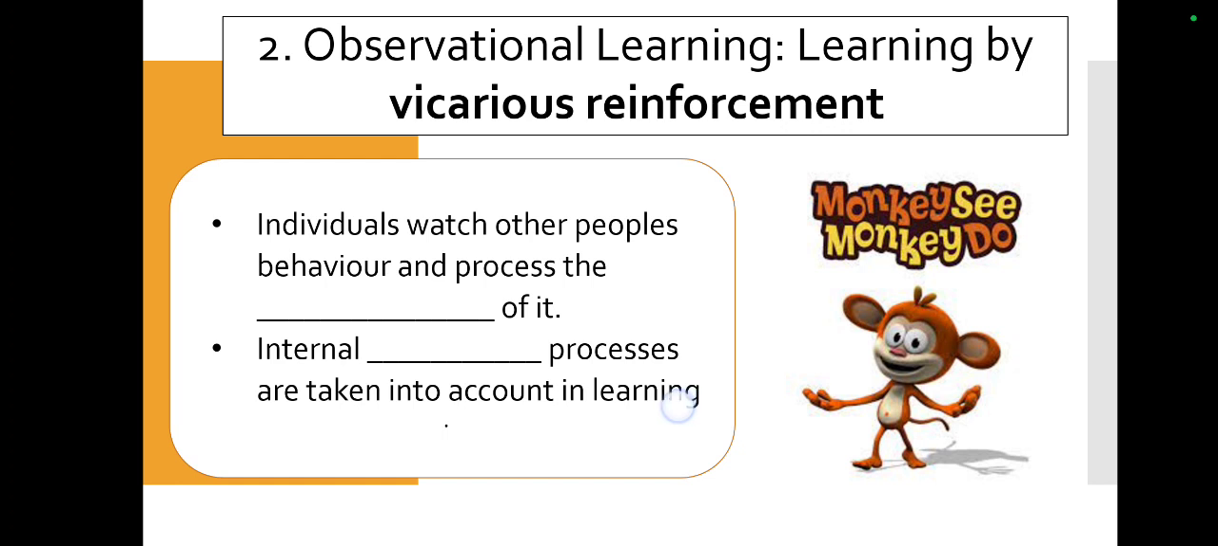We watch other people's behaviour and we then process the consequences of it. And this key assumption would argue that if the consequences are positive and you see a role model being rewarded for something, then you are more likely to imitate it. It also states, and let's fill this term in as well, that internal mental processes are taken into account in learning. So you consider the consequences. What will happen to you if you were to repeat that same action? And that will factor into your decision as to whether or not you choose to imitate that behaviour. So they're the two key assumptions.